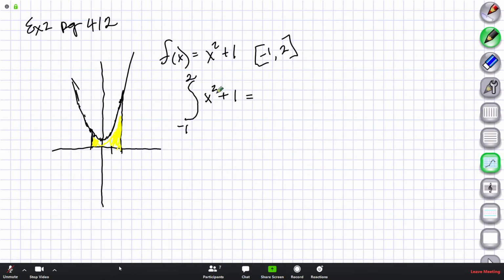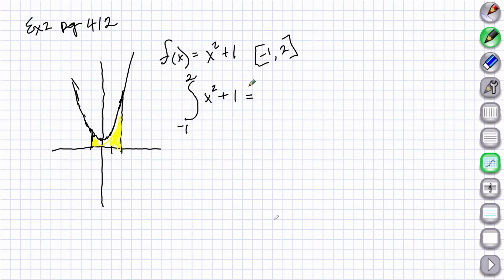So what would this be if we integrated it? What about x squared? What would that be? X to the 3rd over 3. Right. And what about 1? That would be 1x, huh? Or just x. Okay, so the powers get increased.